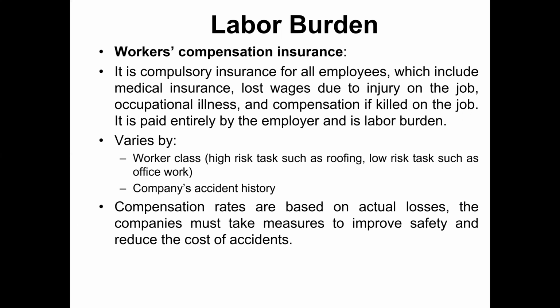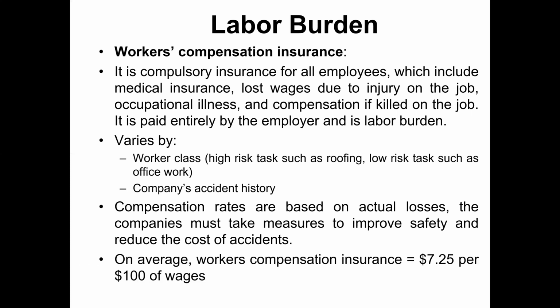Those companies that don't care and don't pay attention need to pay more premium to get the insurance. Compensation rates are based on actual losses. The companies must take measures to improve safety and reduce the cost of accidents. If a company invests in safety, they can reduce accidents and provide an accident-free work environment to their workers. They want to encourage companies to invest in safety and provide a safe working environment to their employees. On average, worker compensation insurance is $7.25 per $100 of wages, so it's like 7.25% of wages.